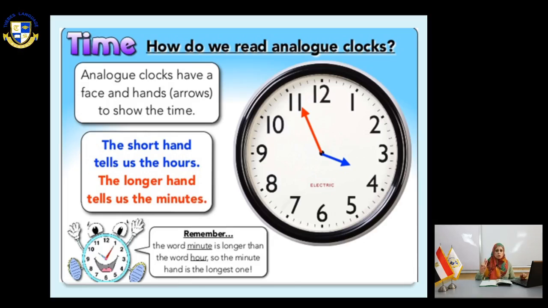So you have two arms, a short one and a long one. The short for the hours, the long for the minutes. And remember, the word minute is longer than the word hour. So the arm of the minutes is longer than the arm of the hour.